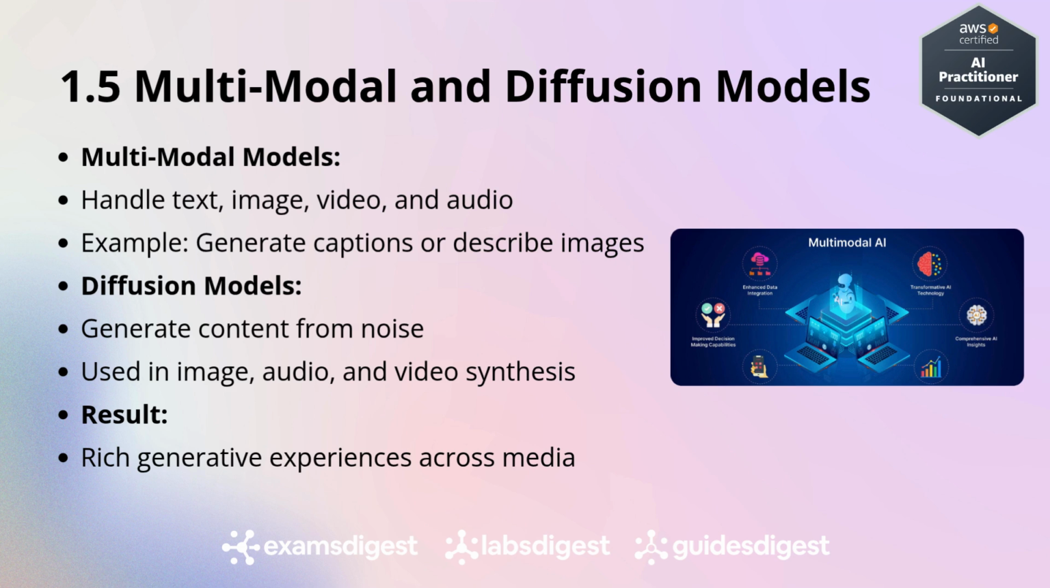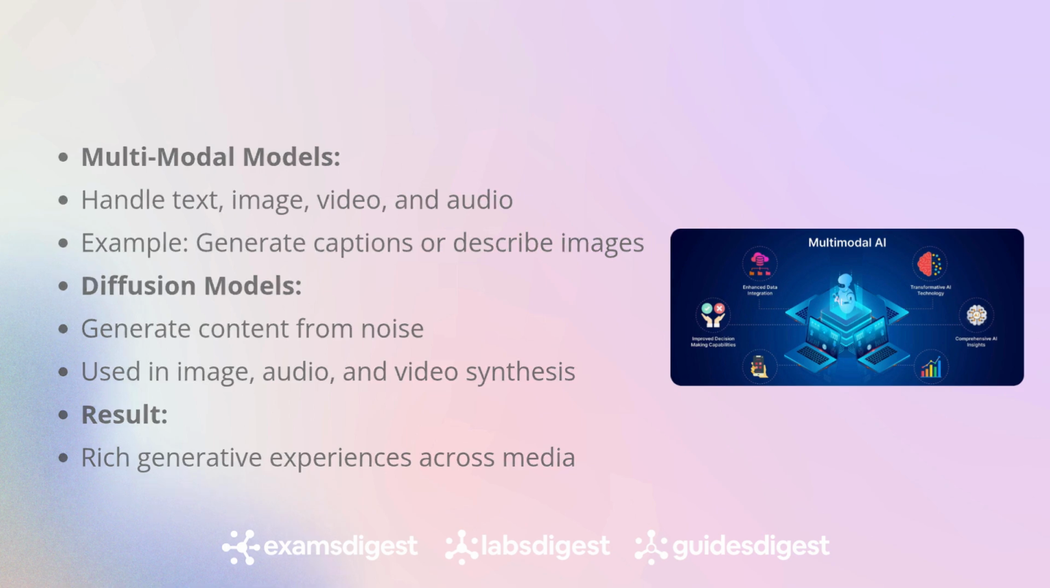Another powerful type of generative model is the diffusion model, used primarily in image, audio, and video generation. These models start with random noise and gradually refine it into coherent output. Imagine a photo coming into focus, pixel by pixel.